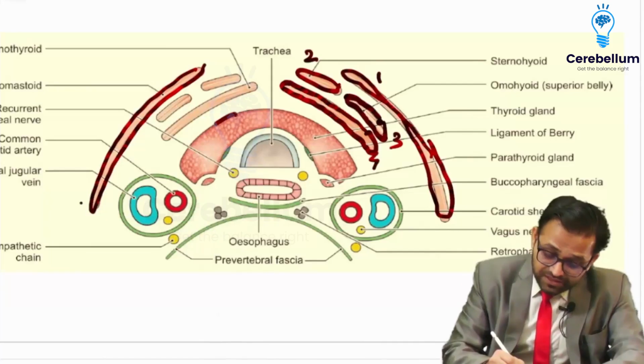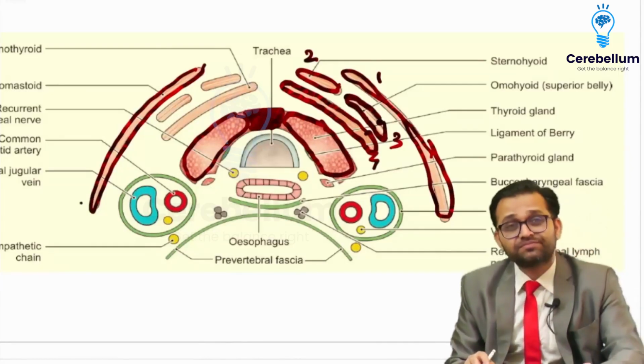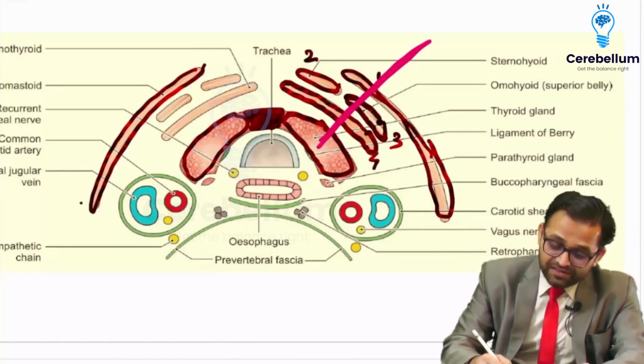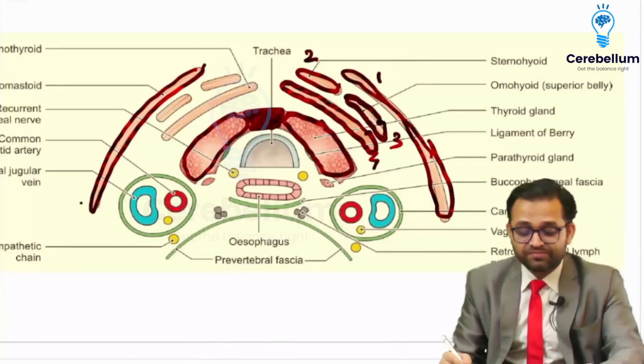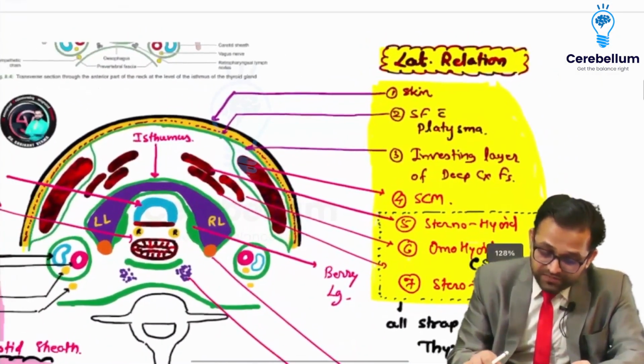And now there is the presence of the thyroid gland, two lobes which are attached together with the help of the isthmus. So easily you can remember these are the lateral surface structures. Same thing I had drawn here. So what are the lateral surface relations?